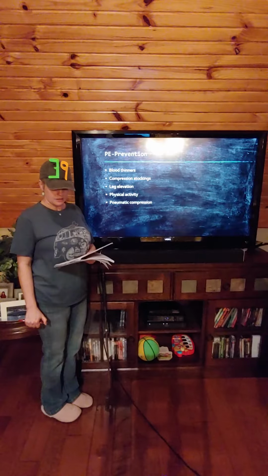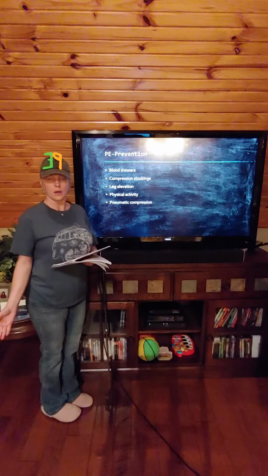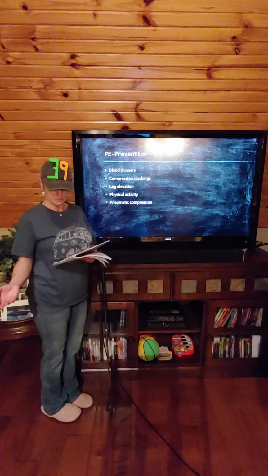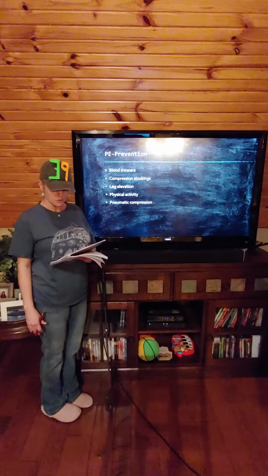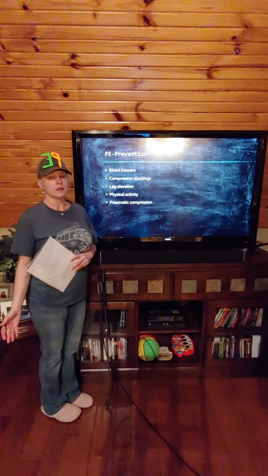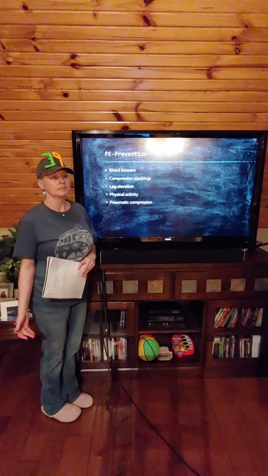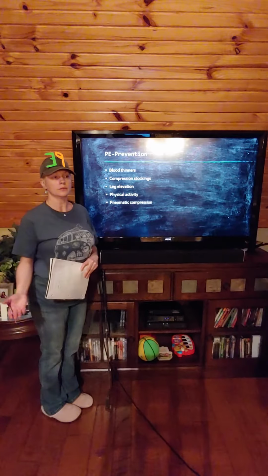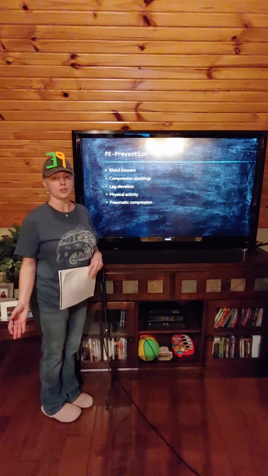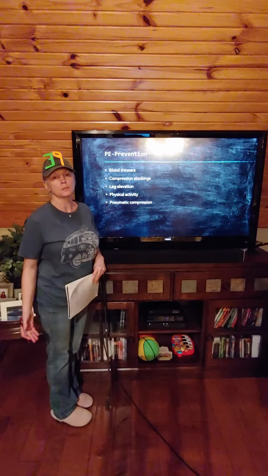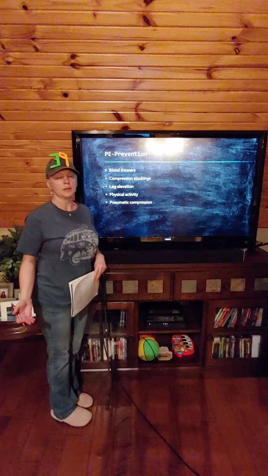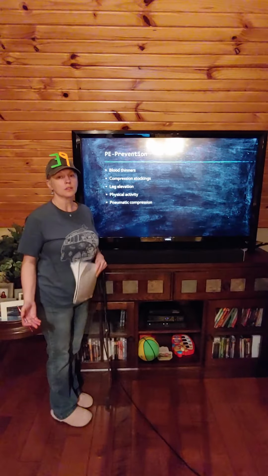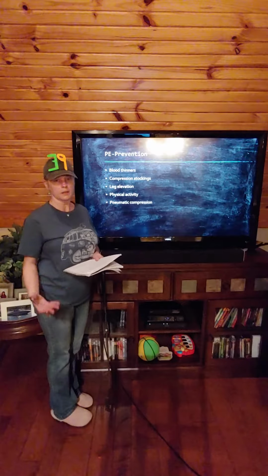Leg elevation, so you can raise the foot of your bed at home up to 4 to 6 inches with maybe some books or blocks or something. That can be helpful. Physical activity, especially in the hospital. After you've had surgery, you're going to get that old crotchety nurse that you're so irritated with, making you get up and walk around as soon as possible, maybe a few hours or a day after surgery, and that's for your benefit, and that's to help prevent the clotting, because you want to get up and move around.